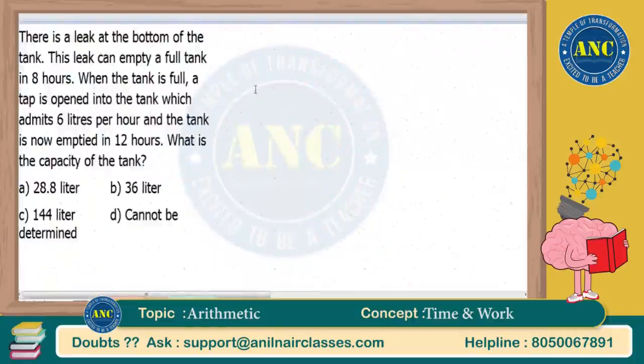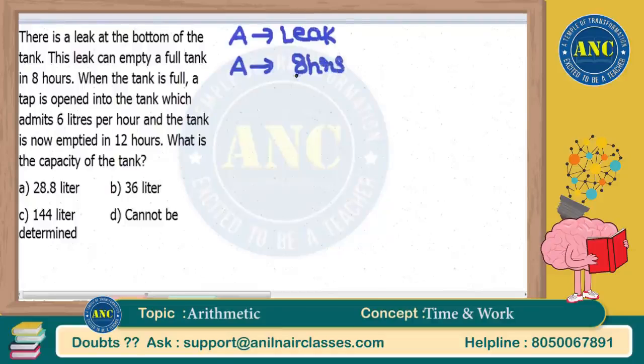The question is, there is a leak at the bottom of the tank. This leak can empty a full tank in 8 hours. Now, let me call that leak A. That means A can empty the tank in 8 hours. I will consider emptying as negative work and filling the tank as positive work. Therefore, I will put it as minus 8 hours.